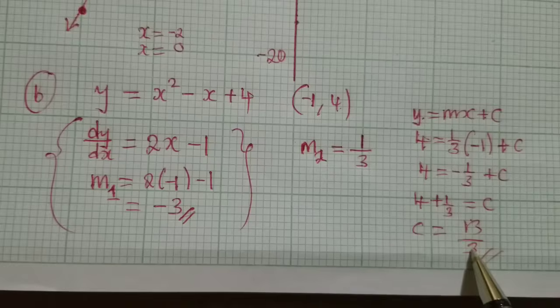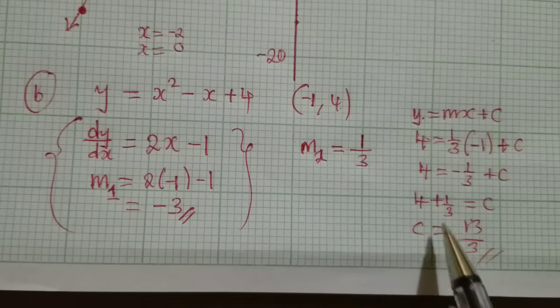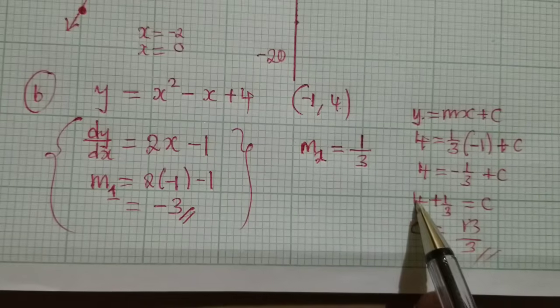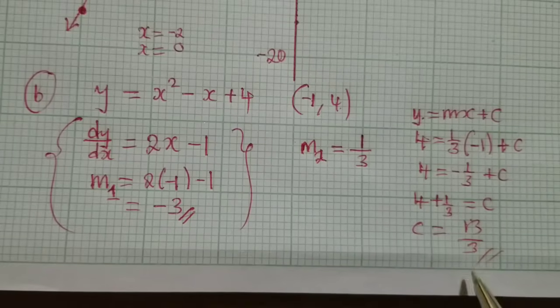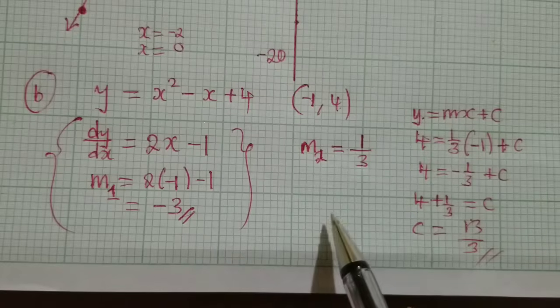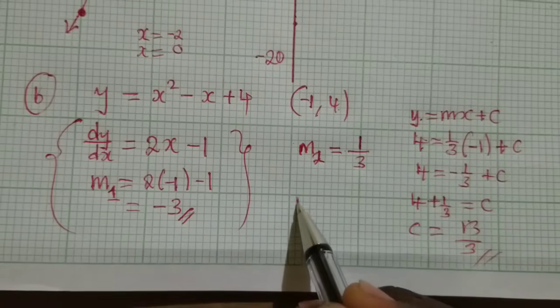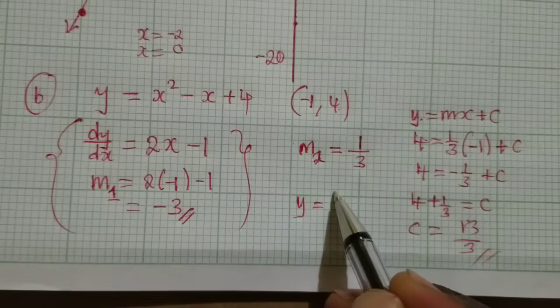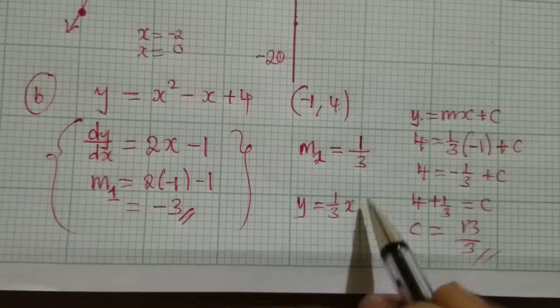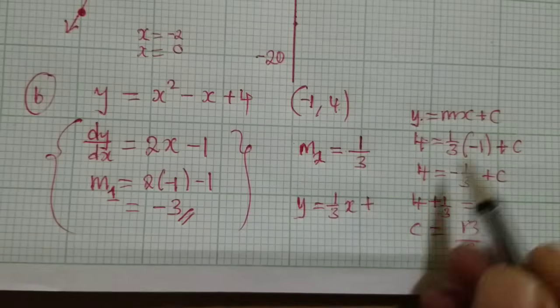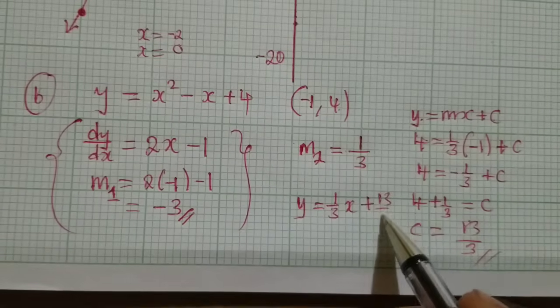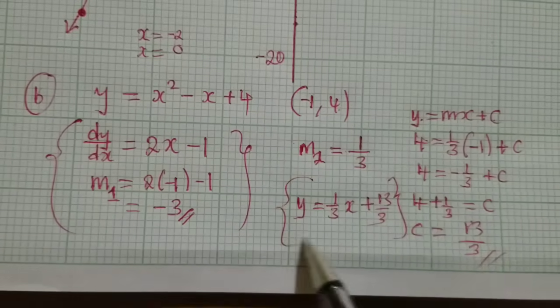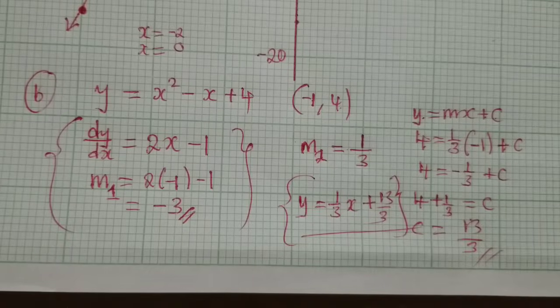So you find the lowest common denominator, which is 3. 3 into 1 is 3, 3 times 4 is 12, 12 plus 1 is 13. So now to write your final answer, we shall just say y is equal to 1 over 3 x, this 1 over 3, plus the c here, it's 13 over 3. You can either leave your answer like this, it's fine.